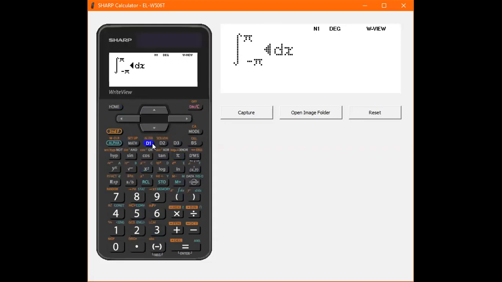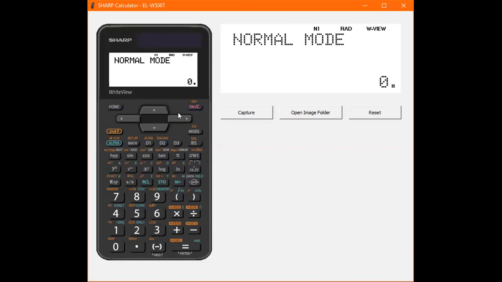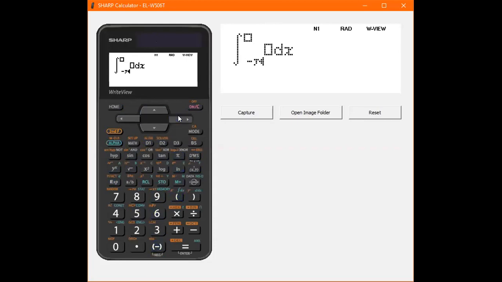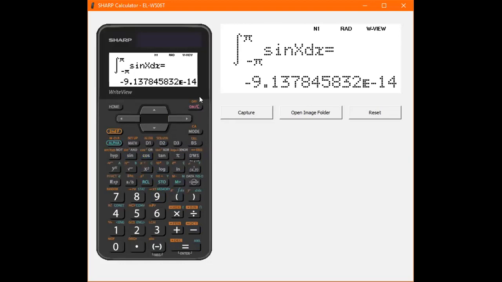And I should really have this set up in radians, if I want to use pi as my integral, but there we go. So now I can say -pi and pi and sine x and equals, and it's a very tiny value, so it's very close to 0.